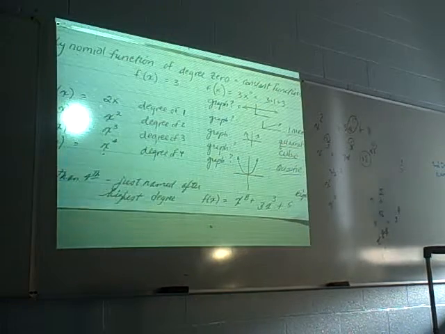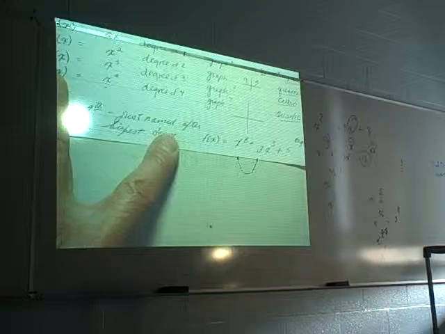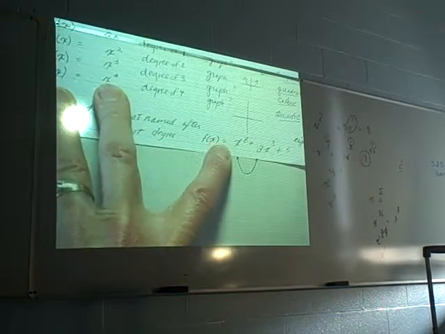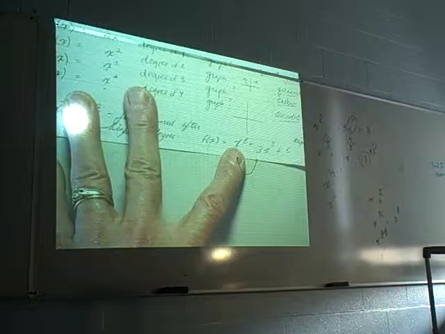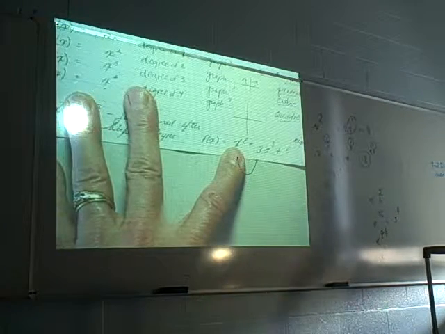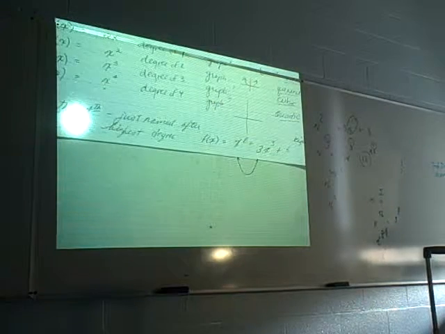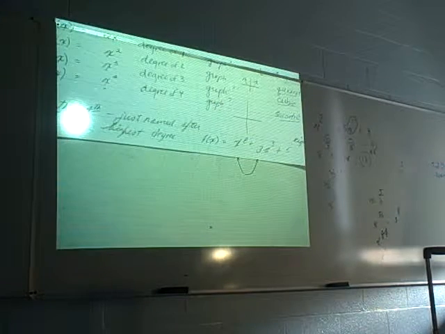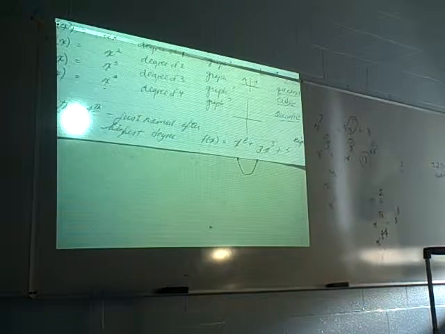If they're higher than the fourth, they're just named after the highest degree. So if I had f of x is equal to x to the eighth, I just say it's an eighth degree. I don't have a special name. If it's higher, it's just named after the highest degree, and that is just an eighth degree.